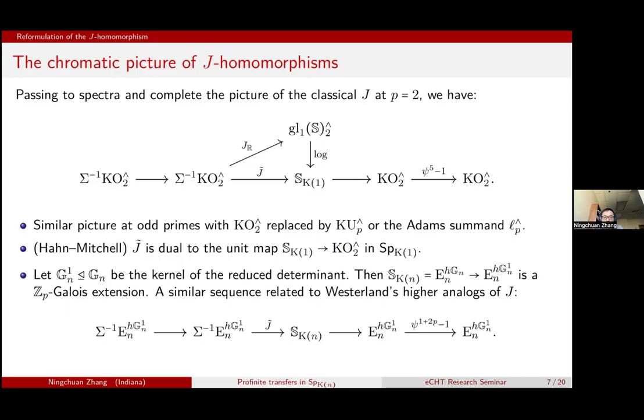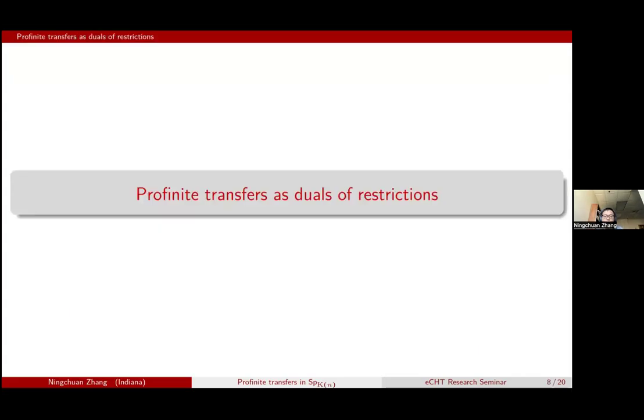So that's a quick review of the classical J homomorphism and how we can reformulate it into the picture of chromatic homotopy theory. And in the next part, I'm going to give you the first definition of profinite transfers as duals of restrictions. So any questions before I move on?